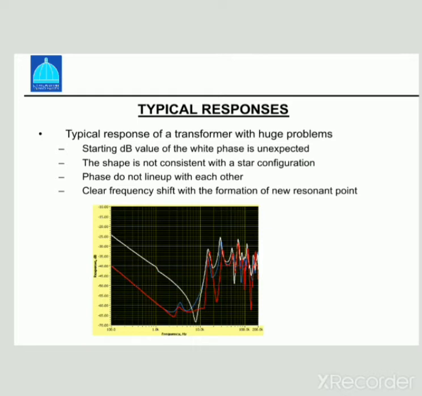Typical response of a transformer with huge problems. The starting decibel value of the phases is unexpected, as shown in the figure. The shape is not consistent with a star configuration. Phases do not line up with each other. There is a clear frequency shift with the formation of a new resonant point.